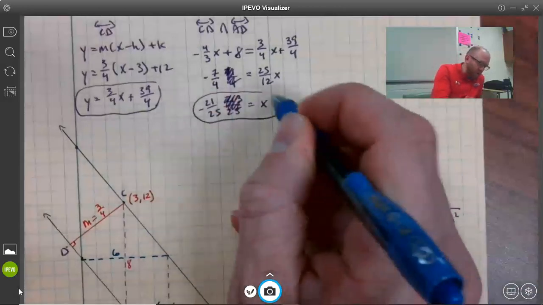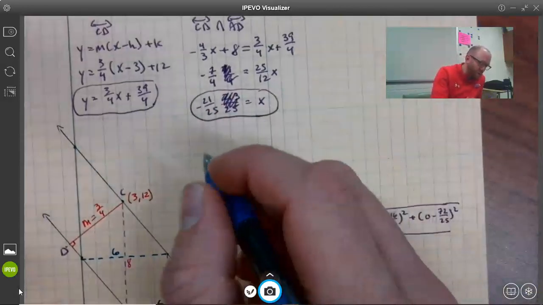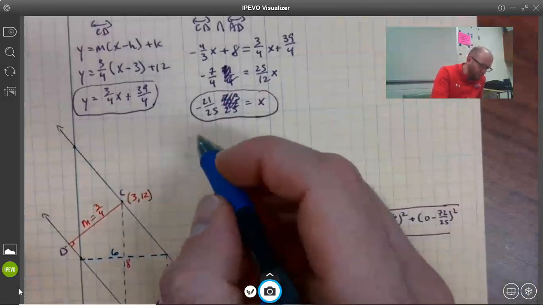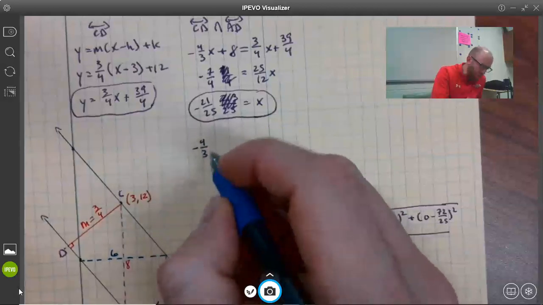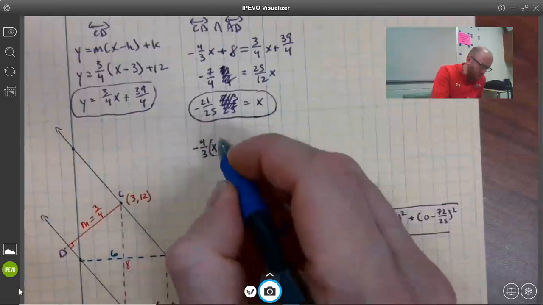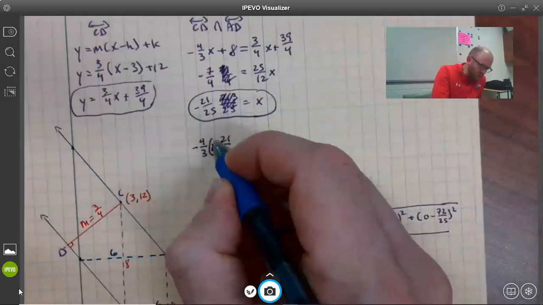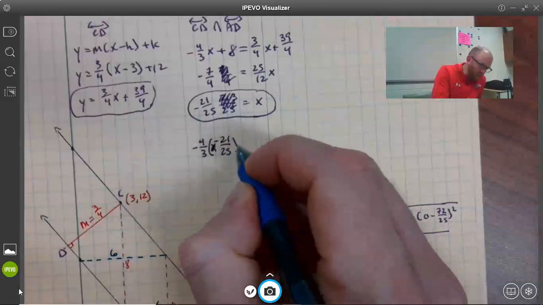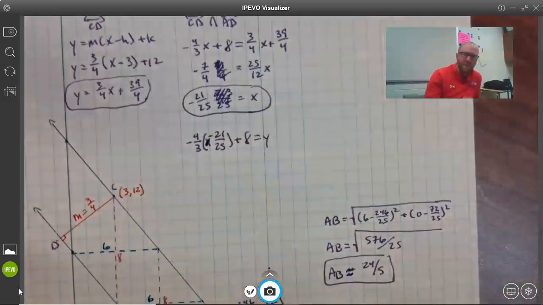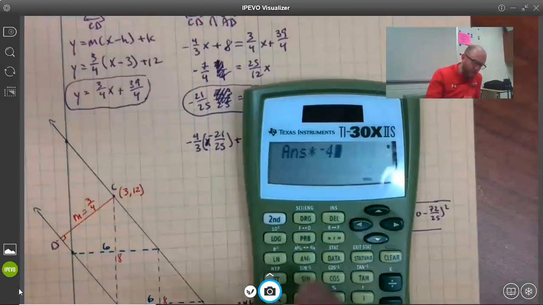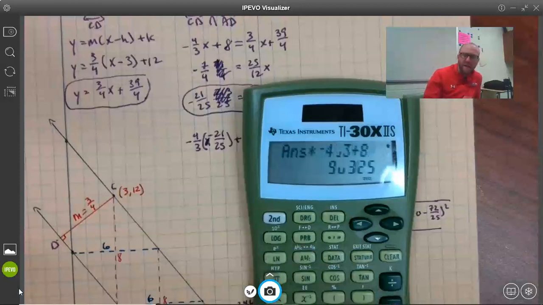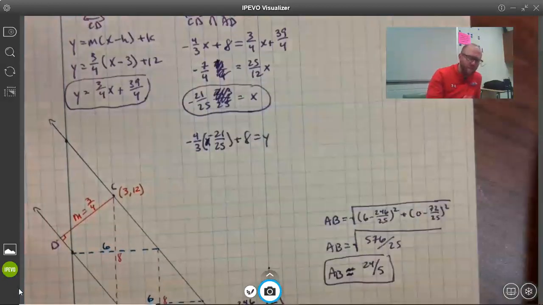Negative 21/25. And now we've got to find the y coordinate there. So we'll plug this value back into one of these two equations. We'll pick this one up here: negative 4/3 times negative 21/25 plus 8 equals y. Let's plug that in here. That gives 9 and 3/25, which is 228/25.